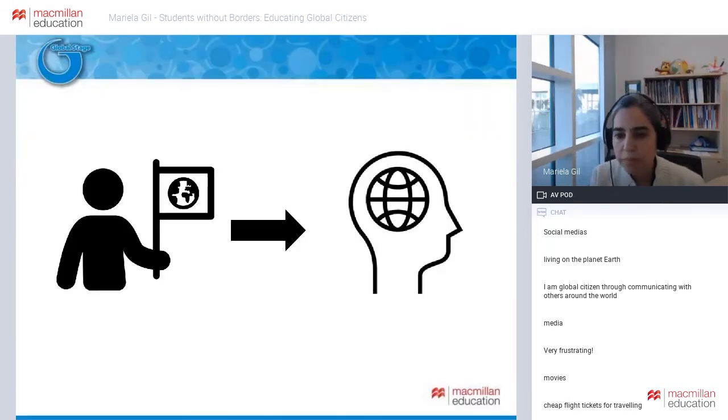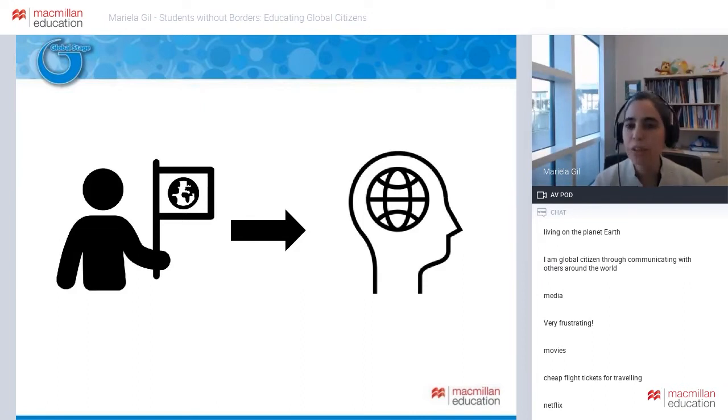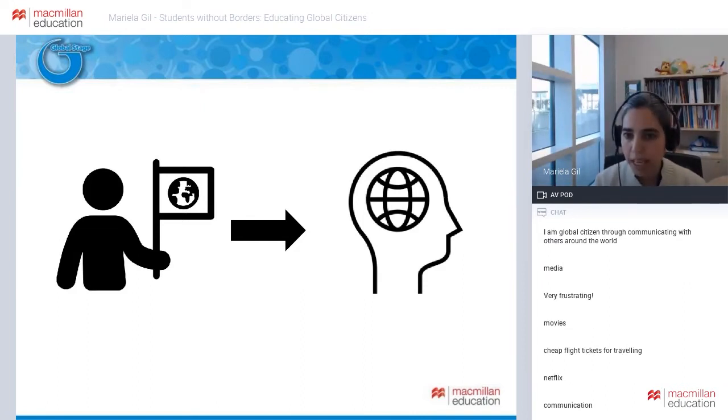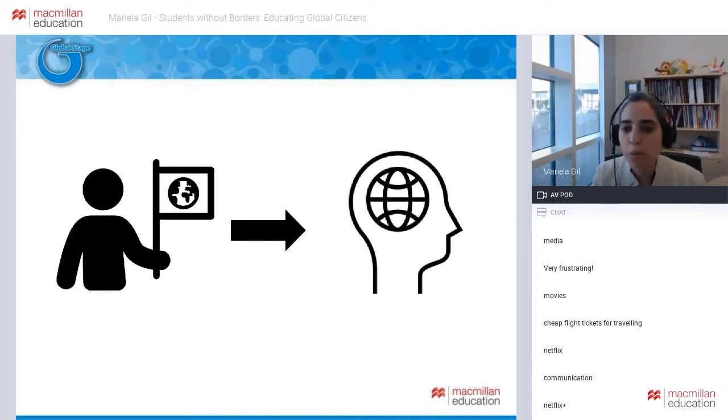So what is the difference between having these elements of global to our lives and actually developing global citizenship, incorporating global citizenship education into your classroom? What's the difference? How can we do it in a way in which it will make a difference and it will help our students' lives?